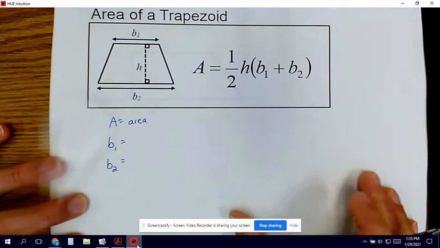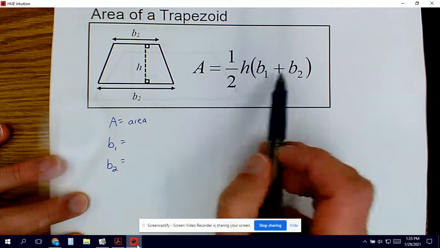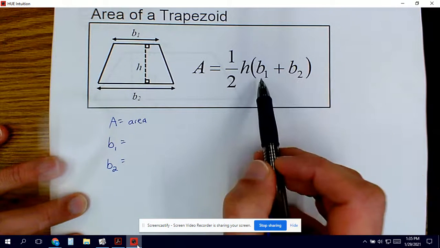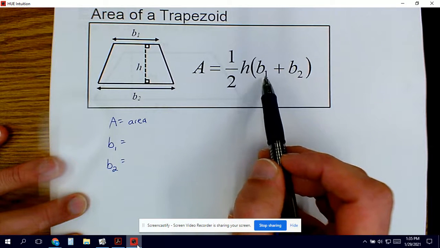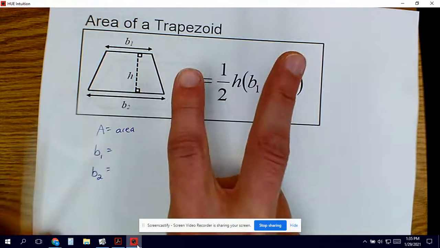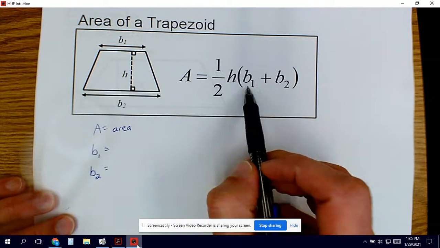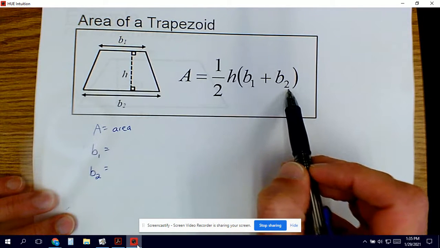Just like the triangle, the B's stand for base. And the 1 and the 2, every trapezoid has 2 bases. So the first base is always represented by B1. The second base is always represented by B2.